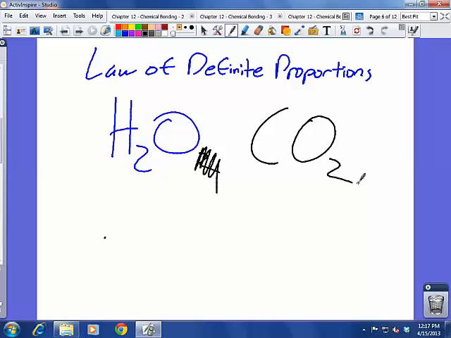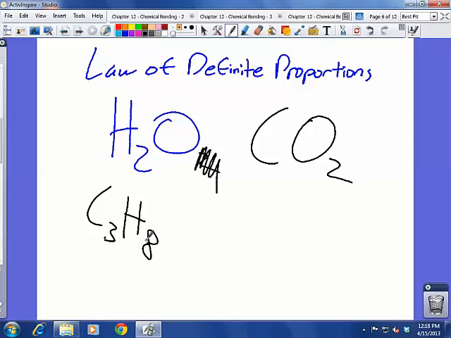Okay? Because this law of definite proportions tells us that we're always going to have this same ratio, no matter if we have one molecule or a whole bunch of those molecules. Okay? And well, it depends on the molecule. So water is always going to be 2 to 1. Carbon dioxide is always going to be 1 to 2. Let's say butane is always going to be 3 to 8. Okay? And so if you change this ratio, you change the molecule.